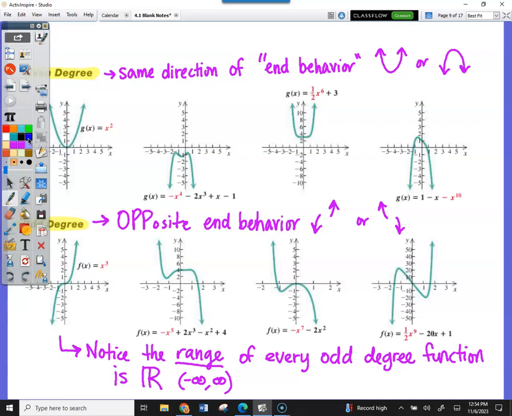Odd degree. Opposite. Please relate the word odd with opposite. Opposite ends. Okay? I feel like I'm a cheerleader now. I would be a terrible one. But opposite ends, instead of going in the same direction.